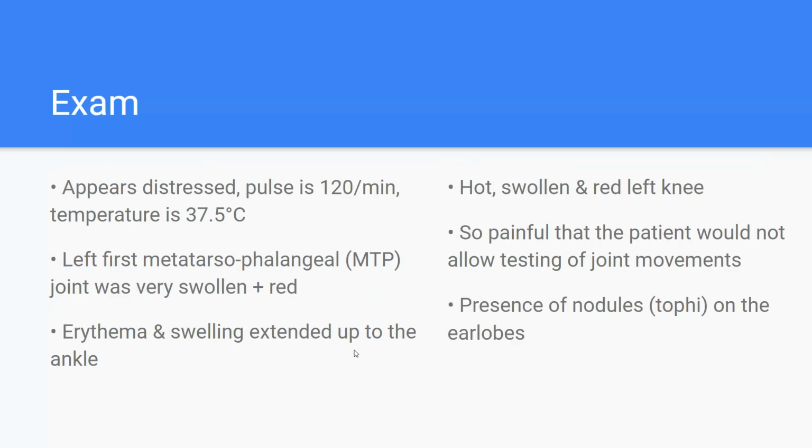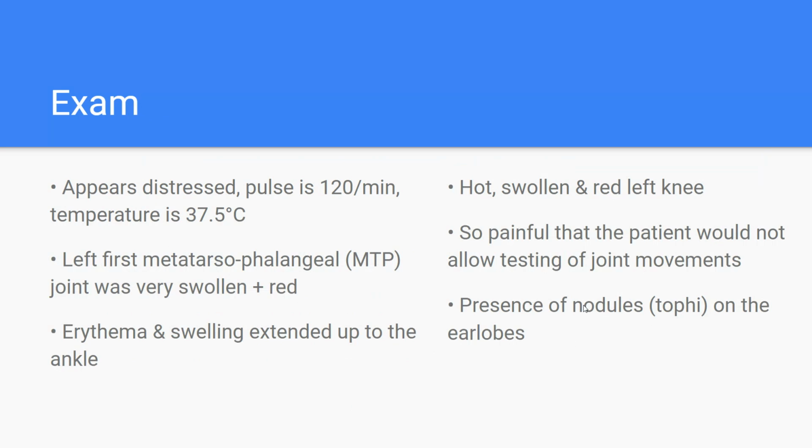You examine the patient. He appears very distressed and in so much pain. Your nurse has very kindly been very efficient and agreed to do your observations. His pulse is 120 per minute. His temperature is 37.5, so almost normal. However, his joint itself is very hot, swollen and red, and he has swelling up to the ankle. He also has a hot, swollen, red left knee, but nowhere near as much as the toe. And the patient cannot even allow you to test his joint movements, neither passively nor actively.